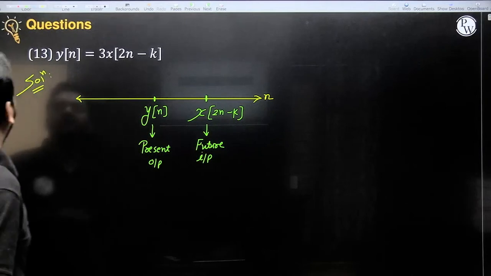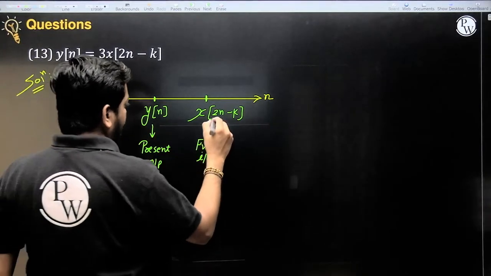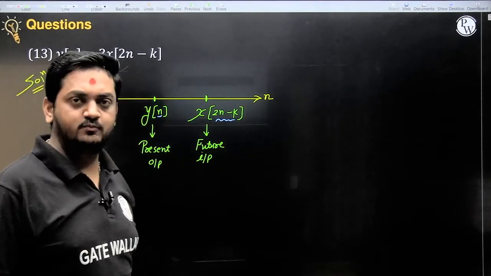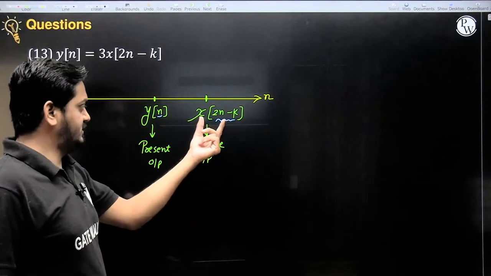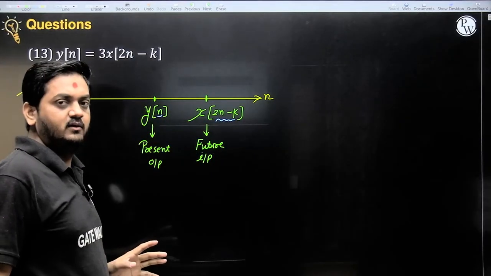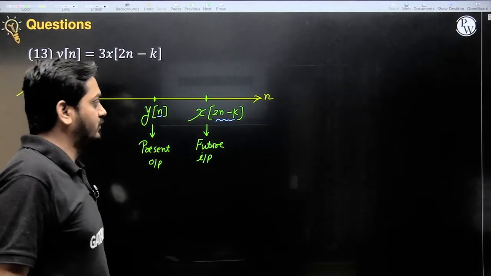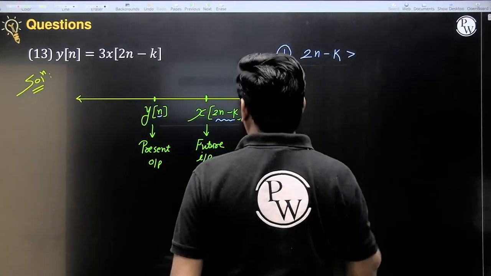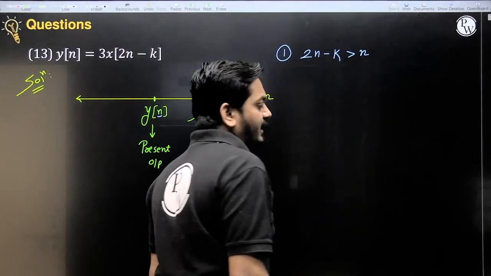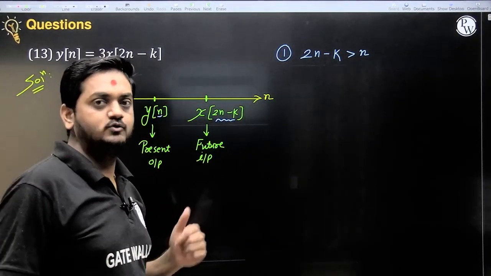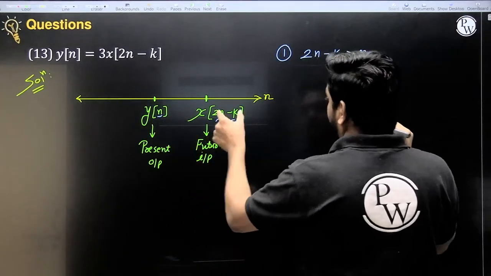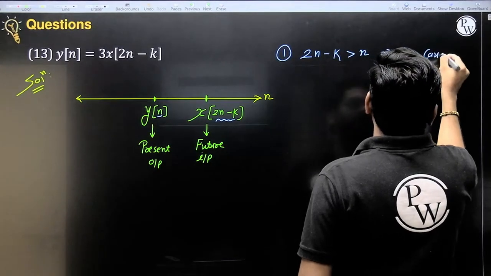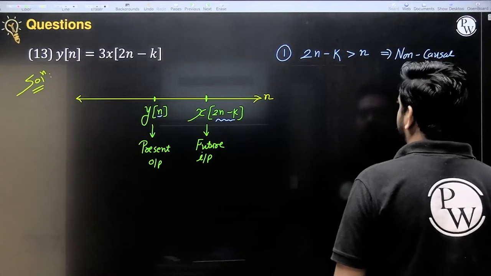Now we can see that if 2n minus k is greater than n, then this condition is possible. Then the present output depends on the future input. So first we can write 2n minus k greater than n, then we can say the present output depends on the future input, and it is a non-causal system.